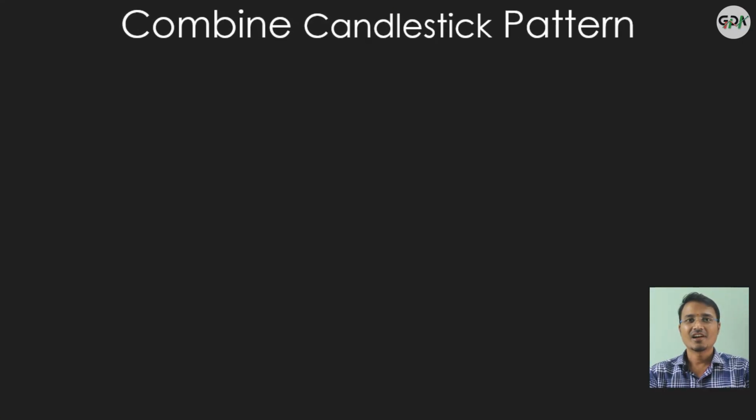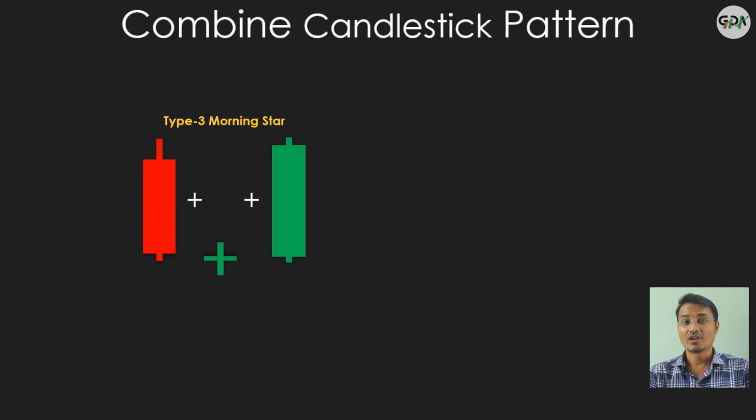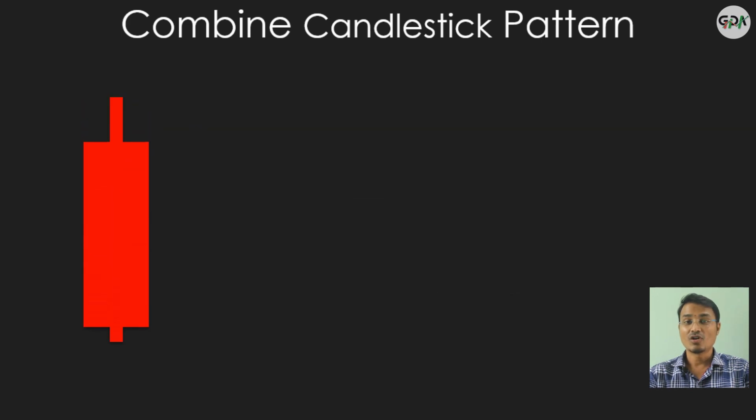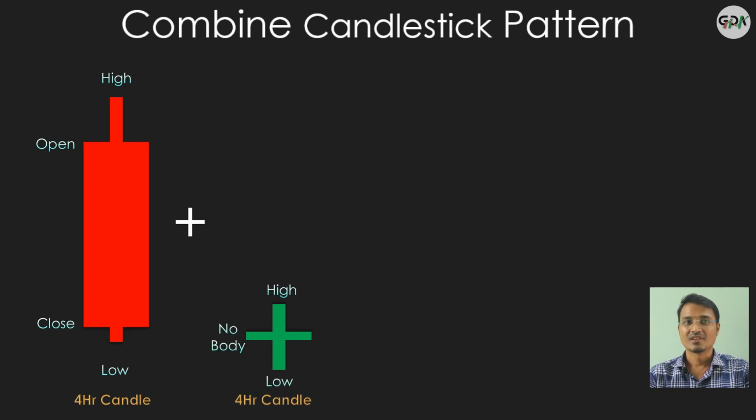Guys, here is a type 3 Morningstar. It's a combination of 3 candles in lower time frame into 1 candle in higher time frame. For example, we will take 3 4-hour candles. First candle is the solid red candle. Second candle is an indecision doji.